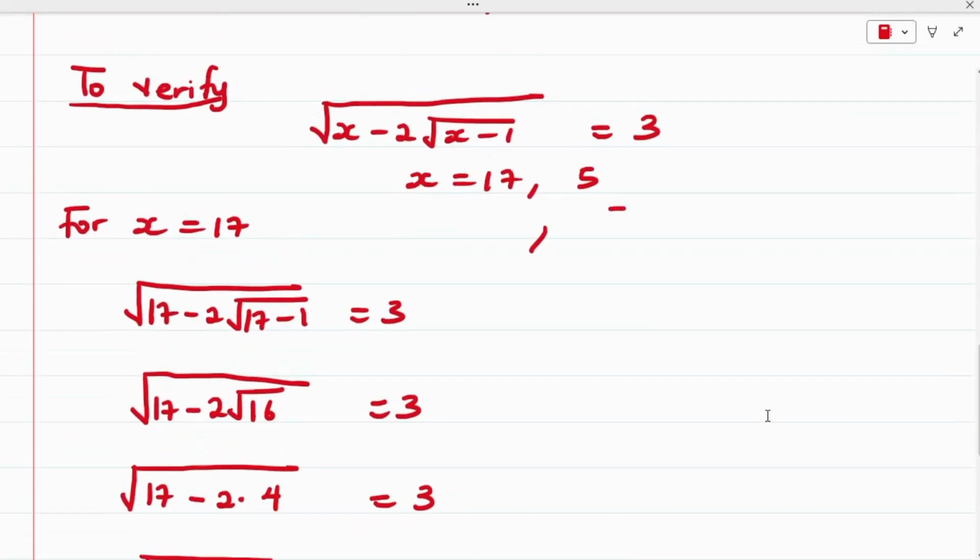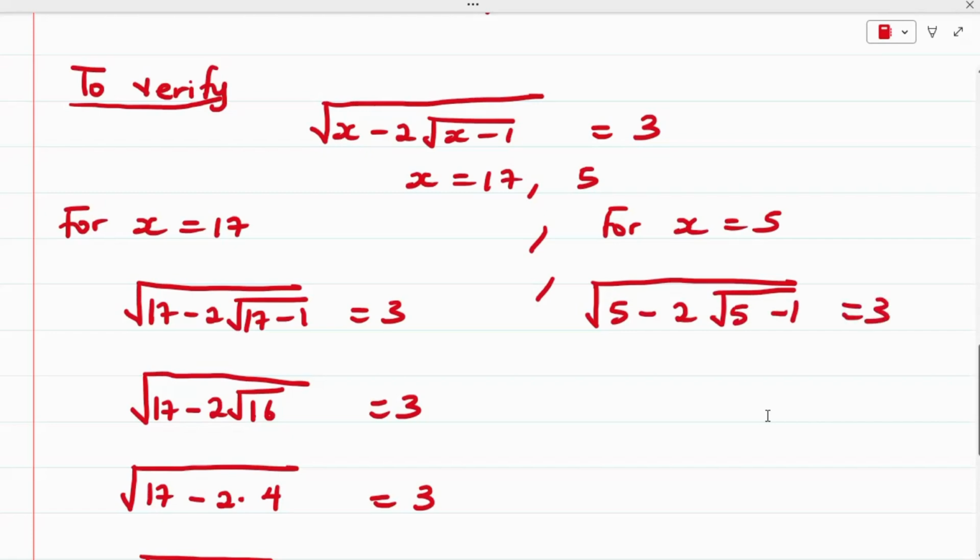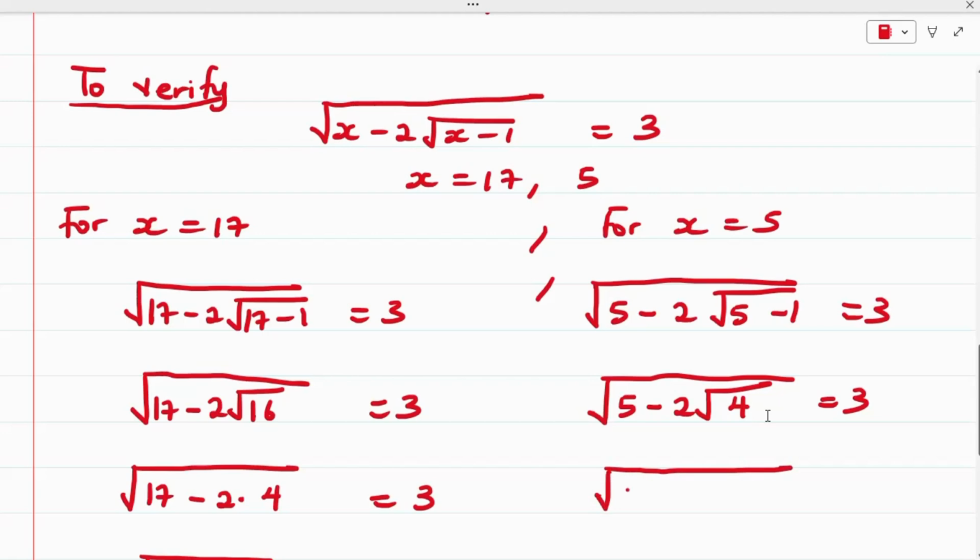So from here we're going to say for x equals 5, we have this to be the square root of 5 minus 2 into the square root of 5 minus 1 is equal to 3. So from here we have this to be the square root of 5 minus 2 multiplied by the square root of 5 minus 1 is 4, which is equal to 3. So from here we have this to be the square root of 5 minus 2 multiplied by the root of 4 is 2, which is equal to 3.